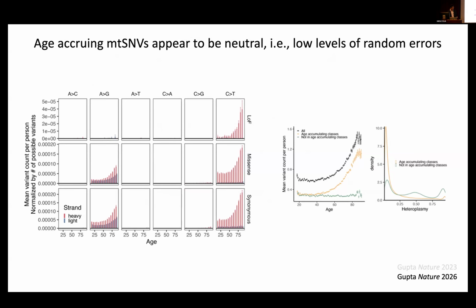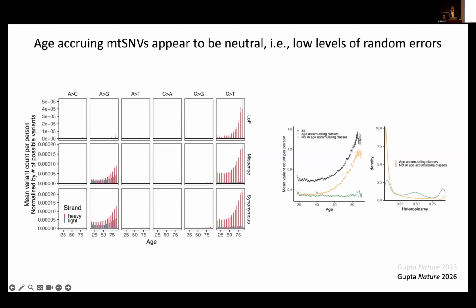Then we can ask, what is the distribution of heteroplasmy for the age-accruing heteroplasmic variants versus the ones that are not age-accruing? What's shown over here are all of the variants. We partition those into two disjoint sets, either those that accumulate or those that don't. For those two sets, we can ask, what does the heteroplasmy distribution look like? And I hope you can appreciate the class that's accumulating tends to have a much lower fractional heteroplasmy.